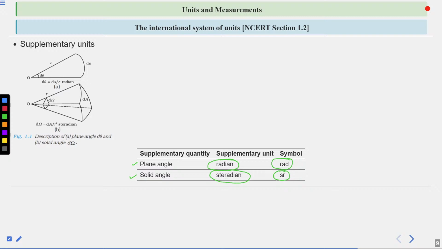Clear? The important thing here is that both are dimensionless. Both are dimensionless. If you have any doubt related to supplementary units, please ask.